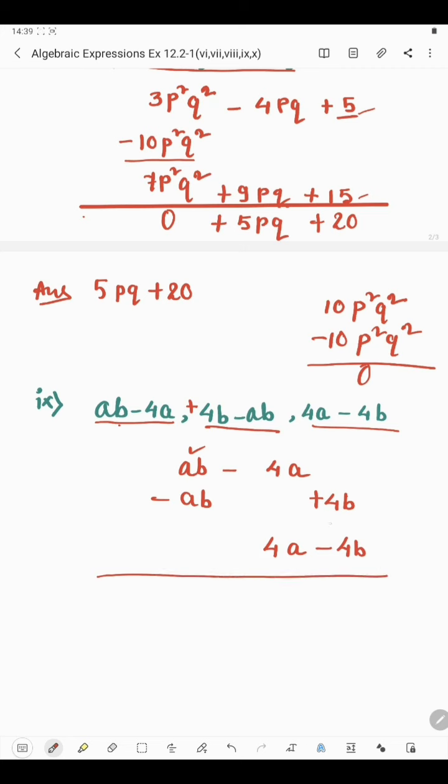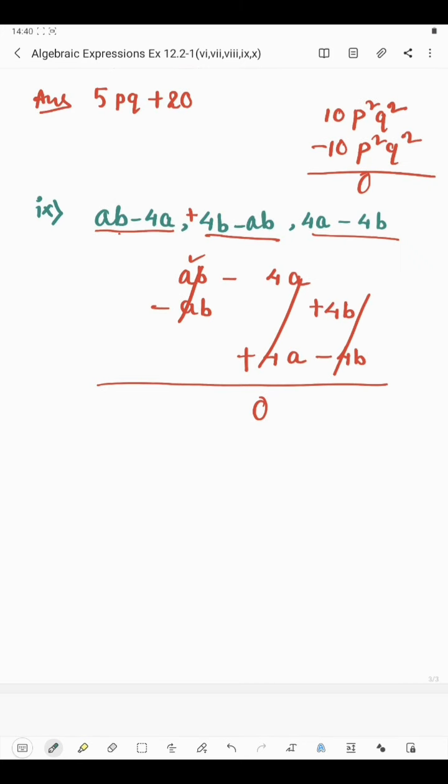Now here plus minus minus, so 4b minus 4b will be 0, so we can cancel this part or we can write 0. Again here also 4a minus 4a, here is positive, right? So plus minus minus, so 4a minus 4a will be 0, this part also will be 0, and here ab minus ab means coefficient of ab is 1, so 1 minus 1 is also 0, so here answer will be 0. Now coming to last part of this question.